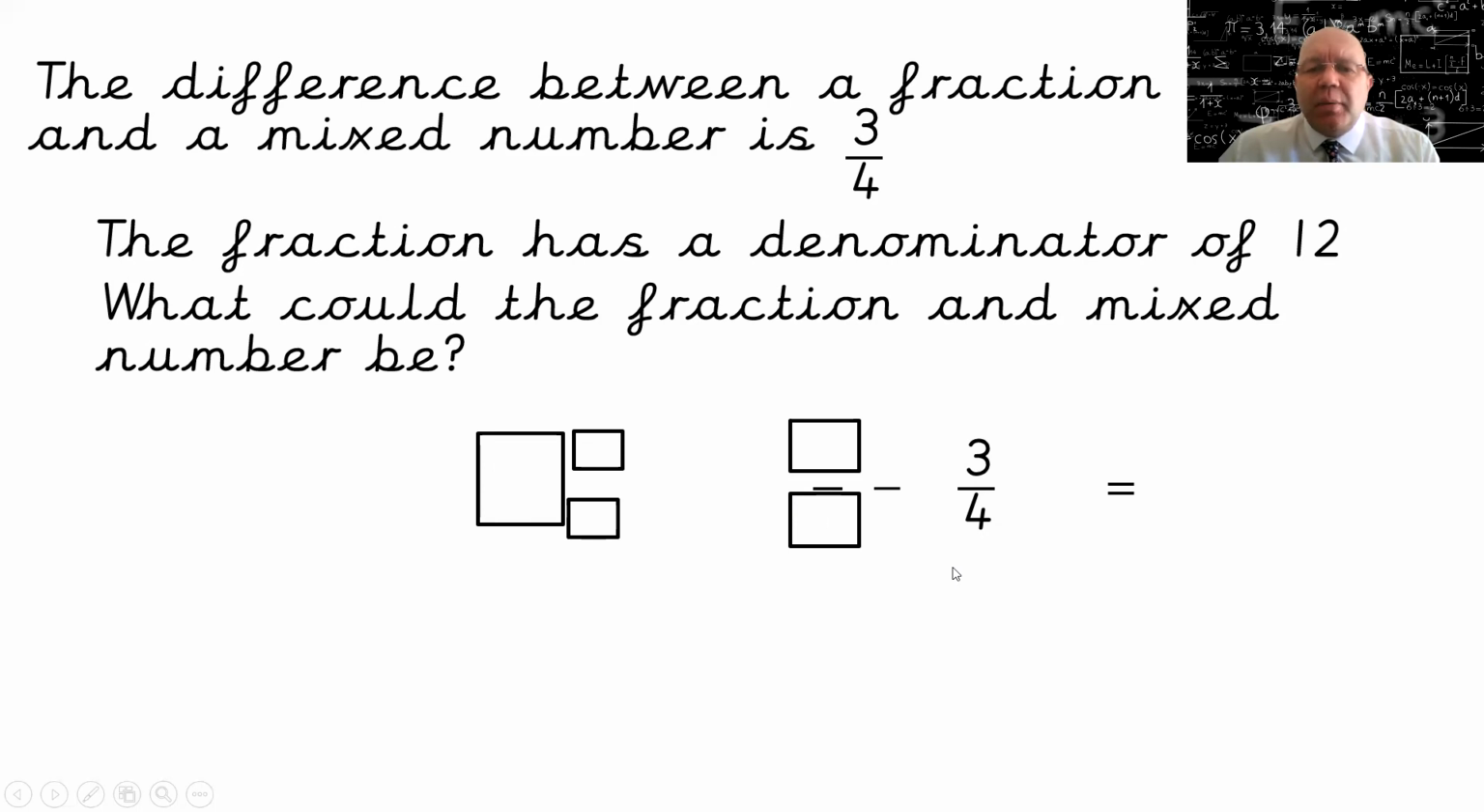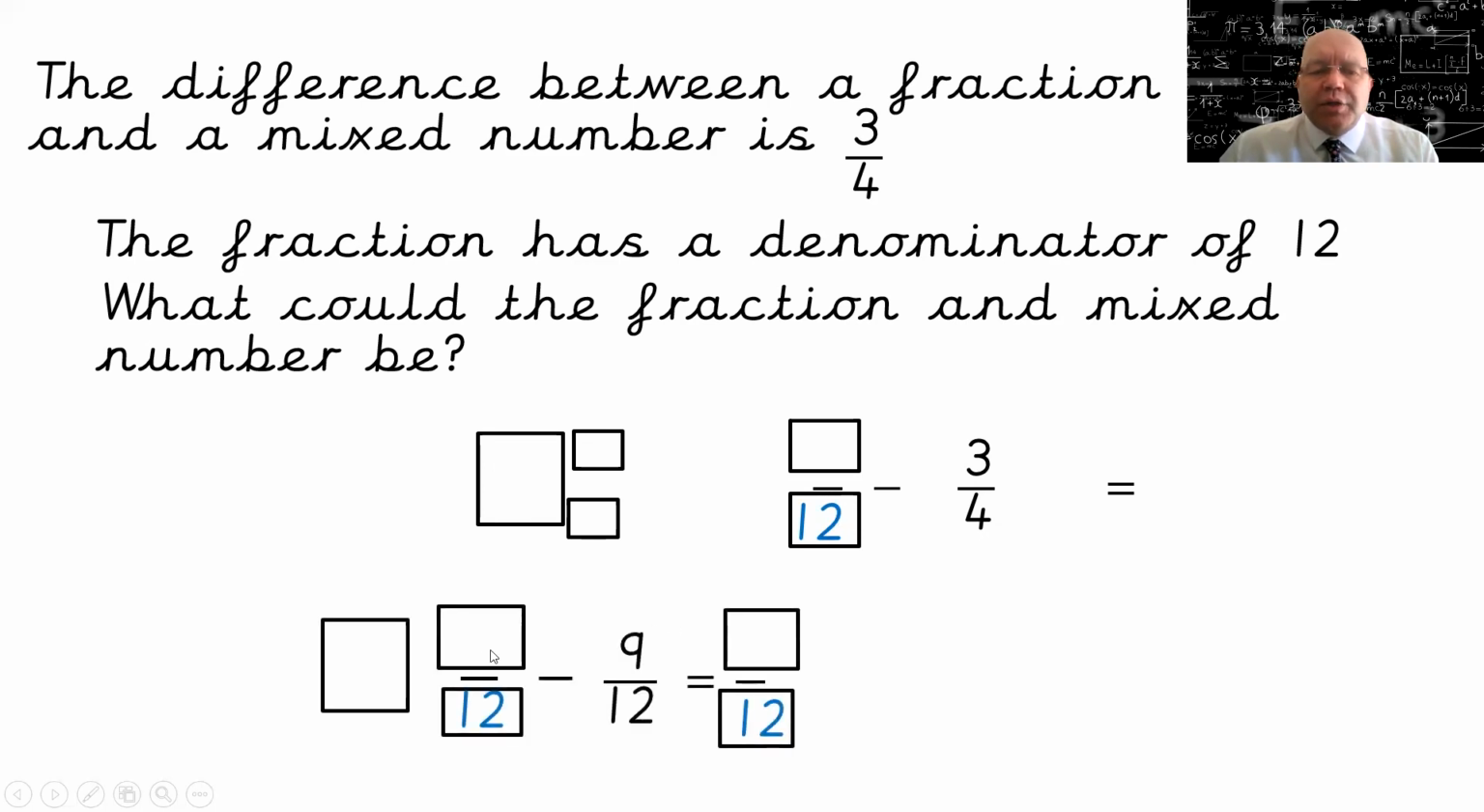Okay, so the fraction has a denominator of 12. So a mixed number, we know the denominator is 12, take away 9/12, because 9/12 is equivalent to 3/4. So we've converted this, we've created our equivalent fraction. 3/4 is the same as 9/12. So our mixed number, take away 9/12 equals something over 12.